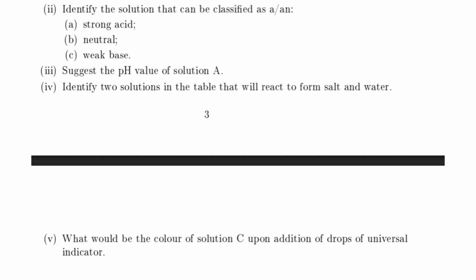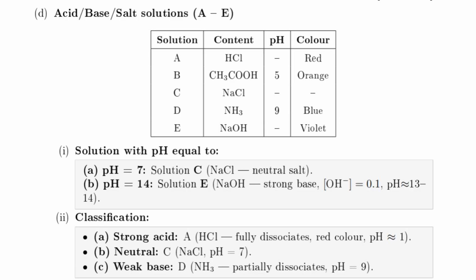Okay, let's look at our answers. Classifying the solutions: A will have a pH of 7, and B will have a pH of 14. Then classification: A is a strong acid, C is neutral, and D is a weak base.